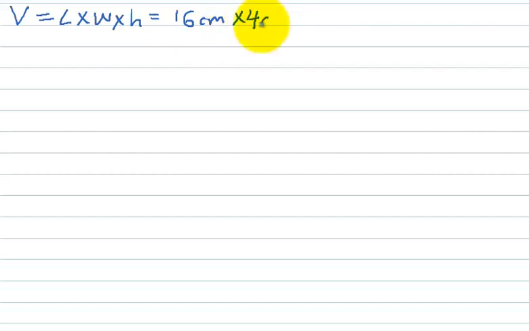So the volume of the block will be given by its length times width times height, and this is 16 centimeters times 4 centimeters times another 4 centimeters, and this gives us 256 centimeters cubed. This is the total volume of the cuboid.